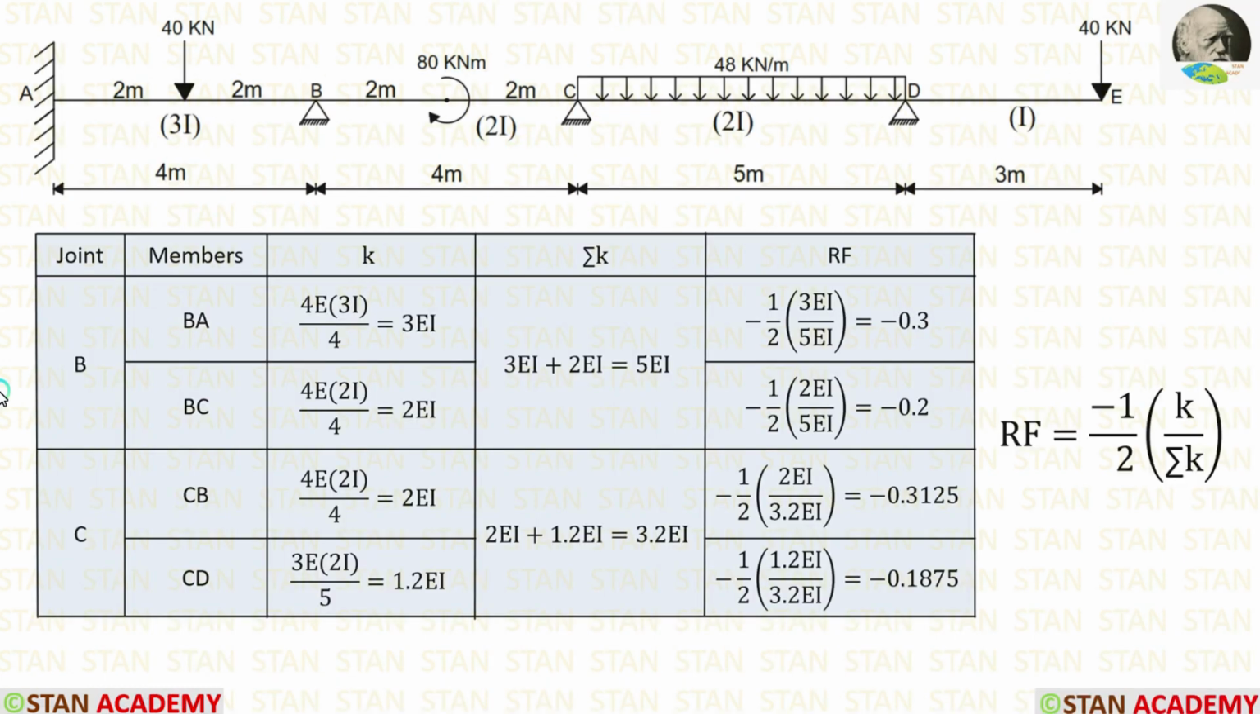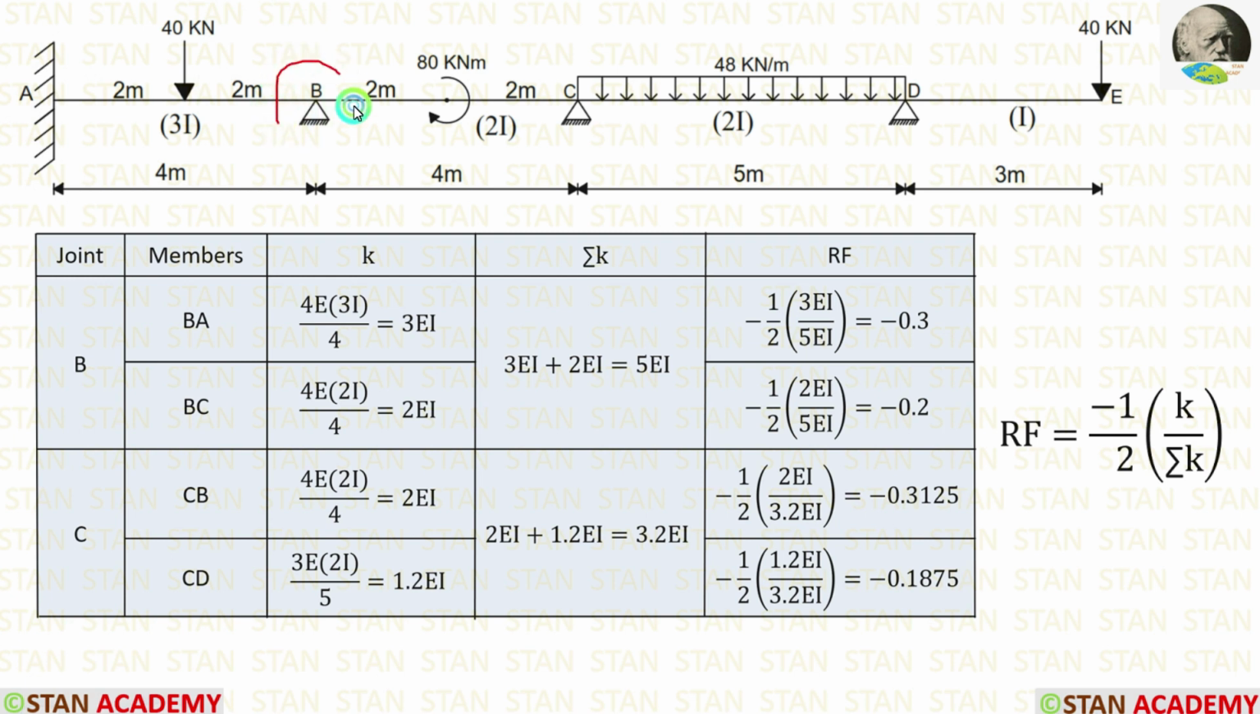Now let us calculate the stiffness values. First, let us calculate in the joint B. From the joint B, we have to calculate two stiffness values: stiffness for BA and stiffness for BC.